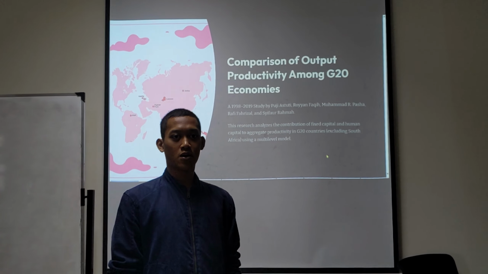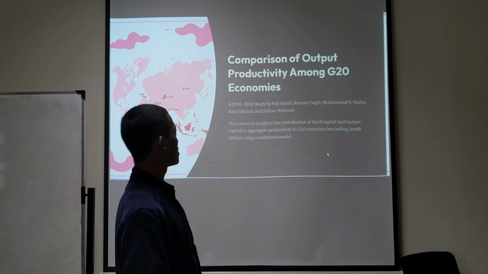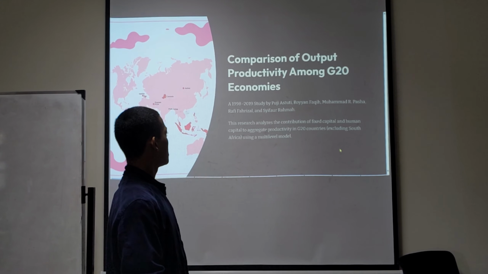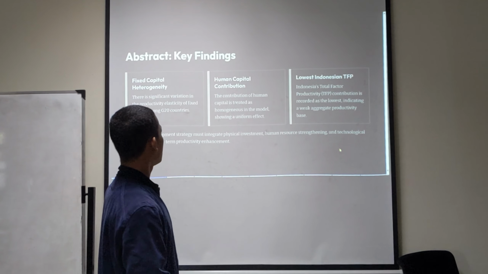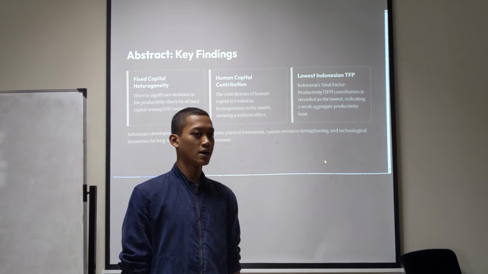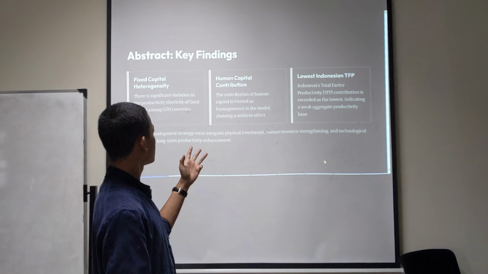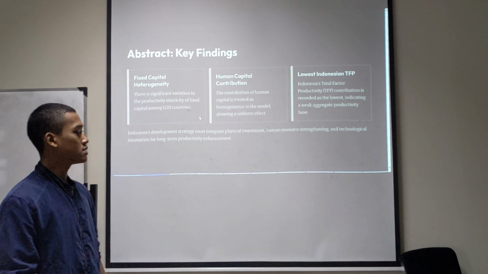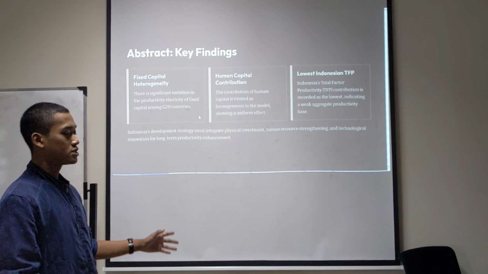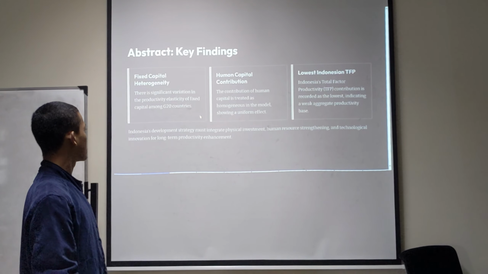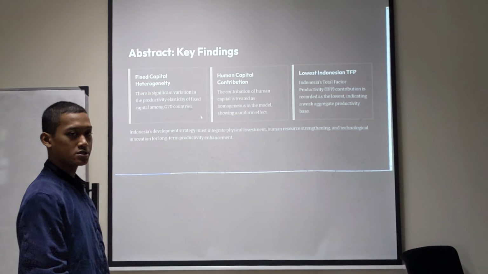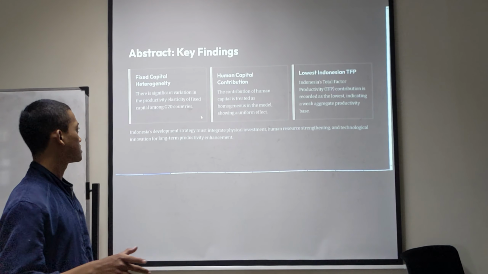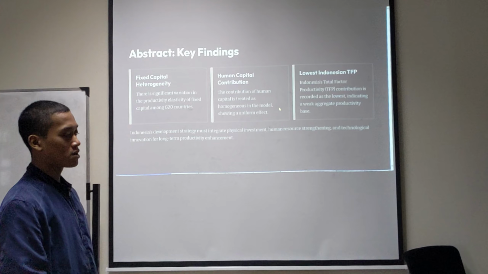introduction into our research and our findings, we're talking about the comparison of output productivity among G20 economies. Okay, the abstraction of these empirical findings contains three key findings. The first key finding is the fixed capital heterogeneity. There is a significant variation in the productivity elasticity of fixed capital among G20 countries, except only African Union countries.